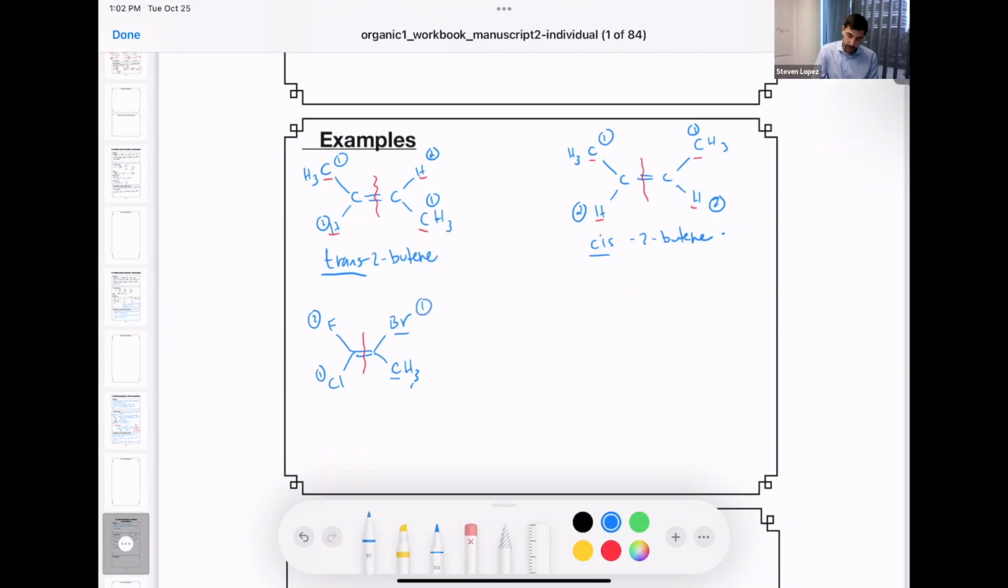And carbon gets the lower priority. Now you can see again, the 1s are on the opposite sides of the molecule, and as a result, this is a trans alkene.